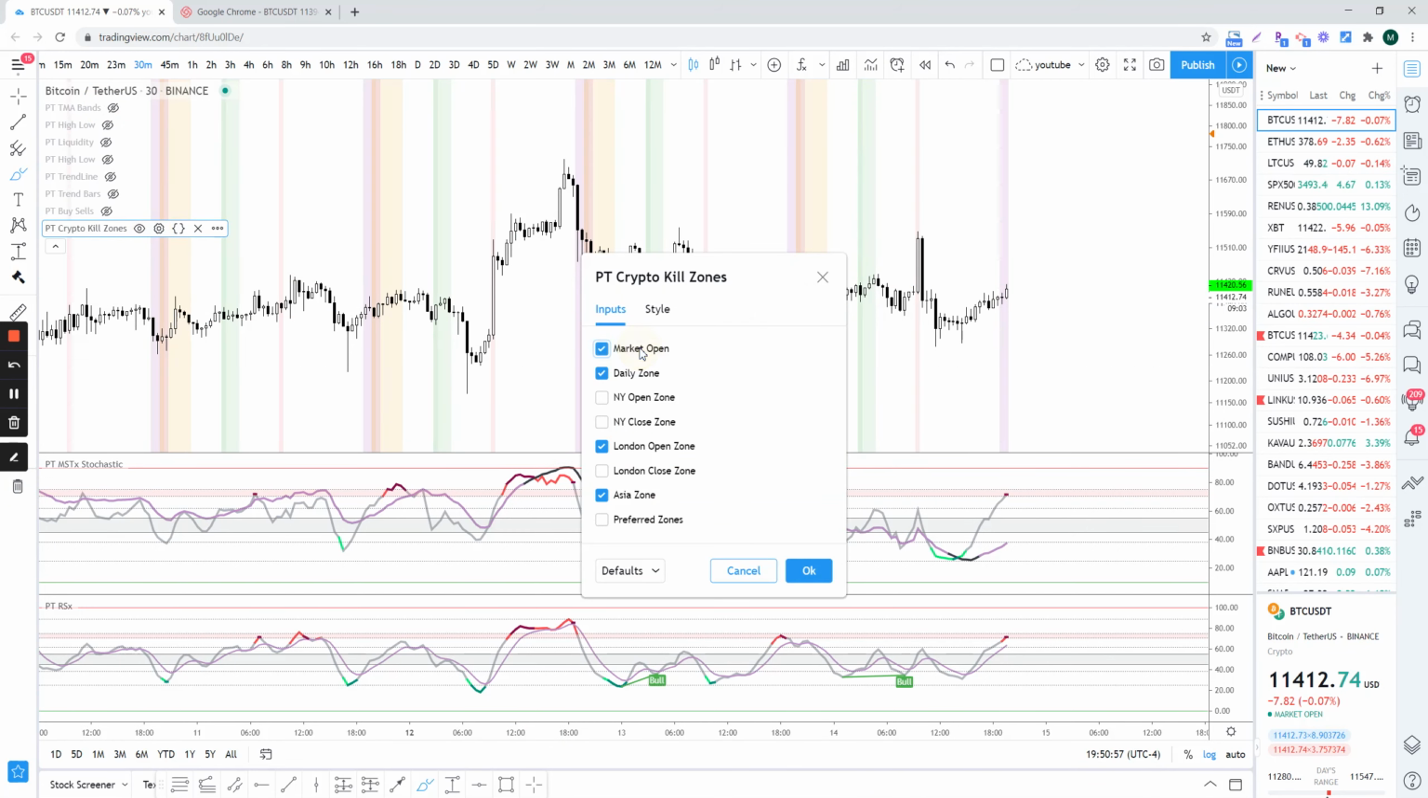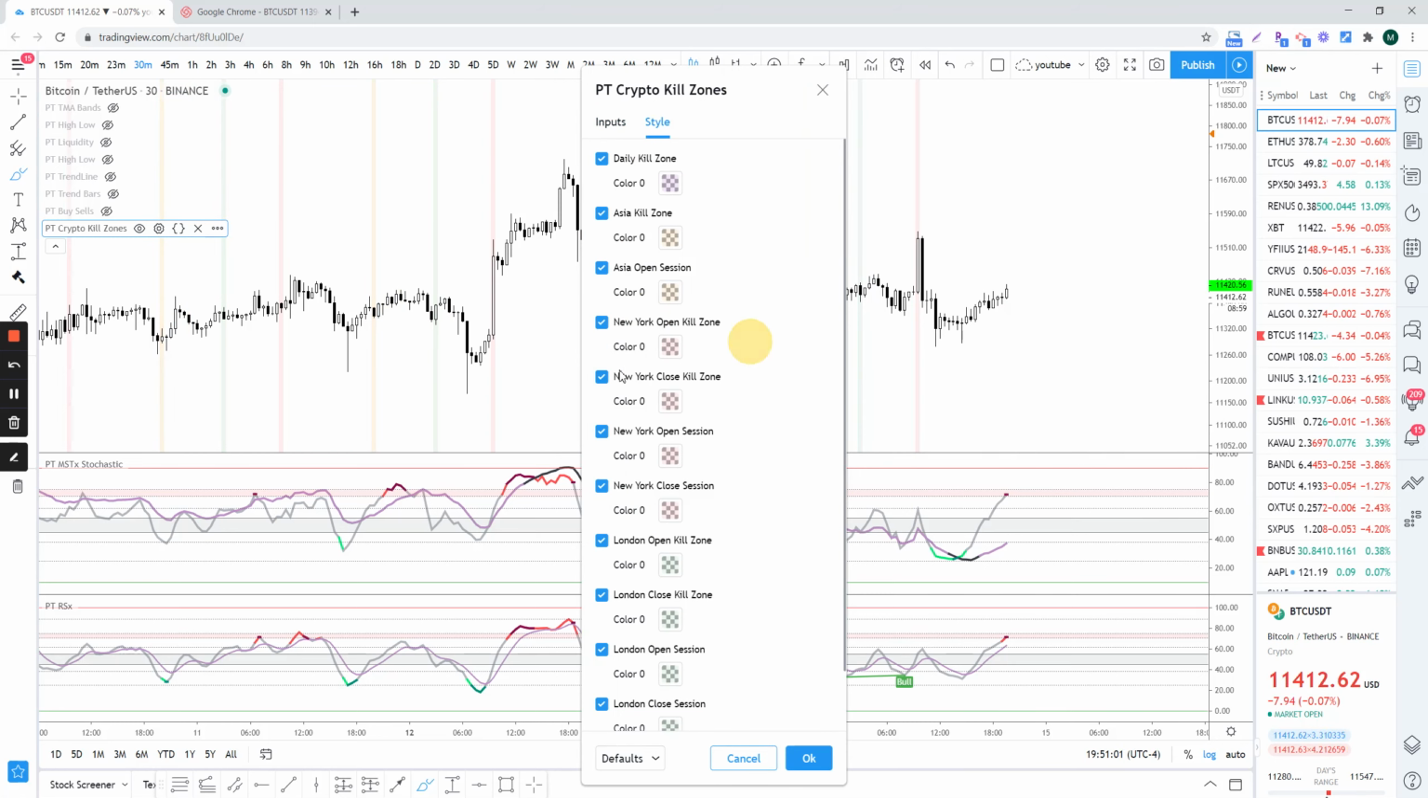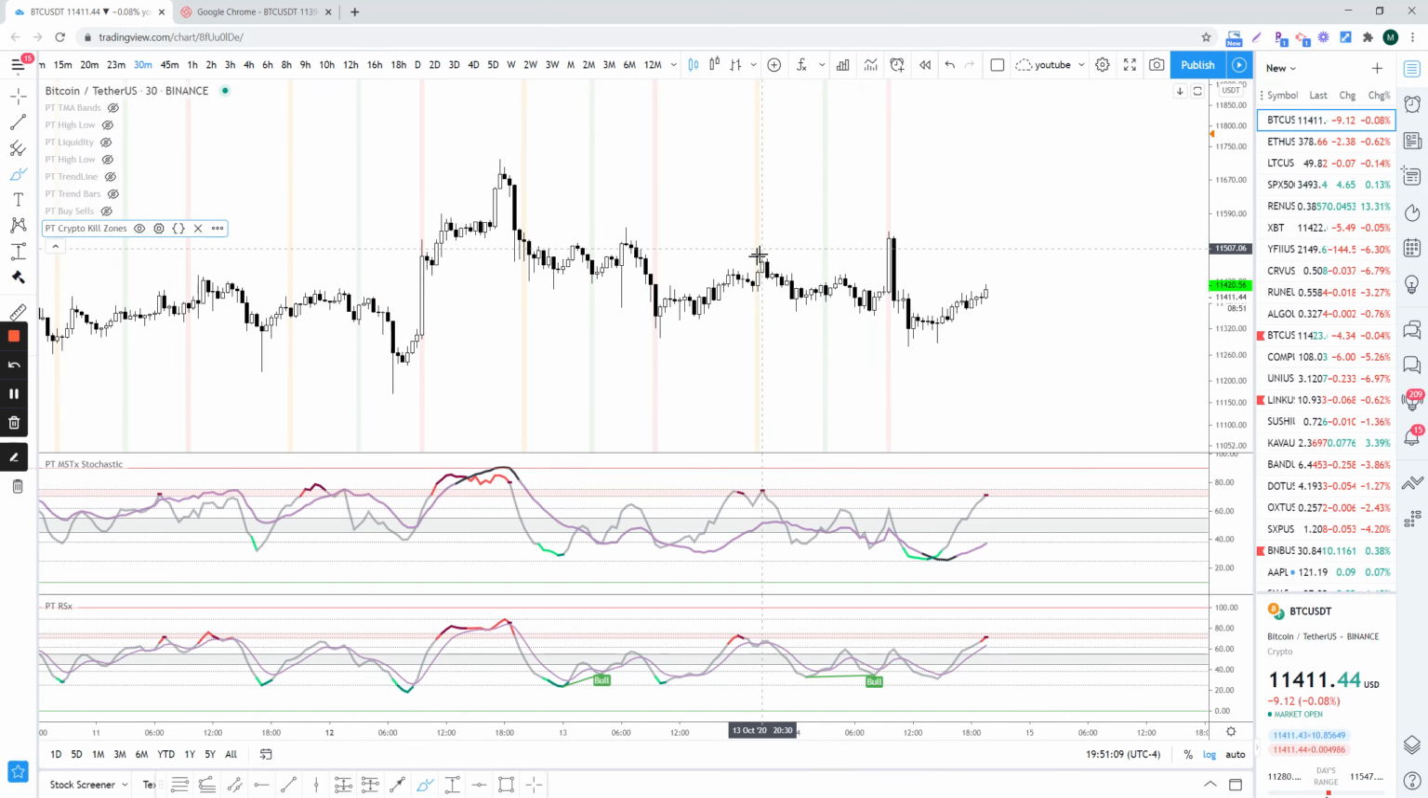You could also change the colors. You could close the kill zones if you only want the market opens, or if you don't want the open, you only want the close. Orange for me is Asia, green is London, red is New York.